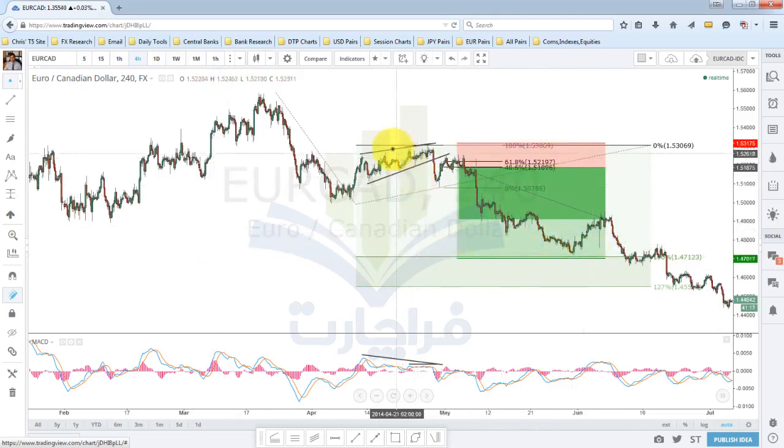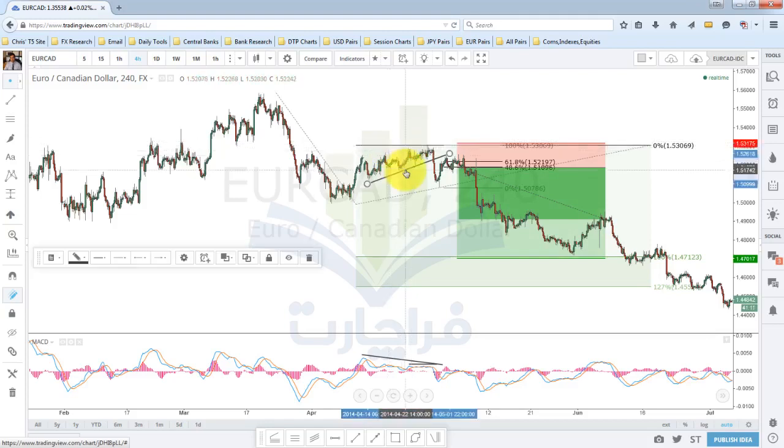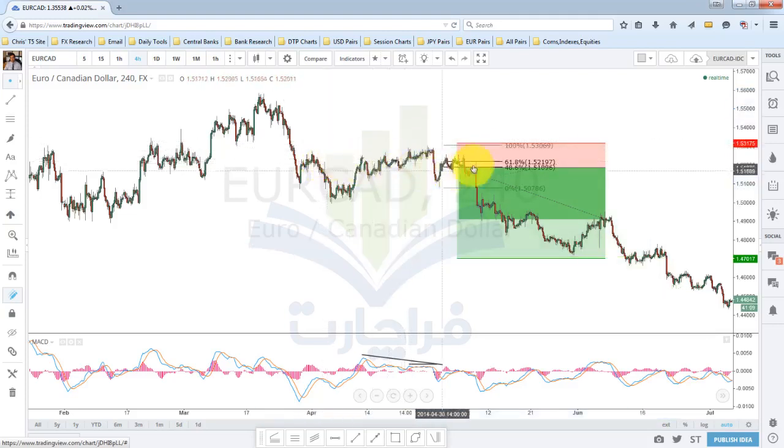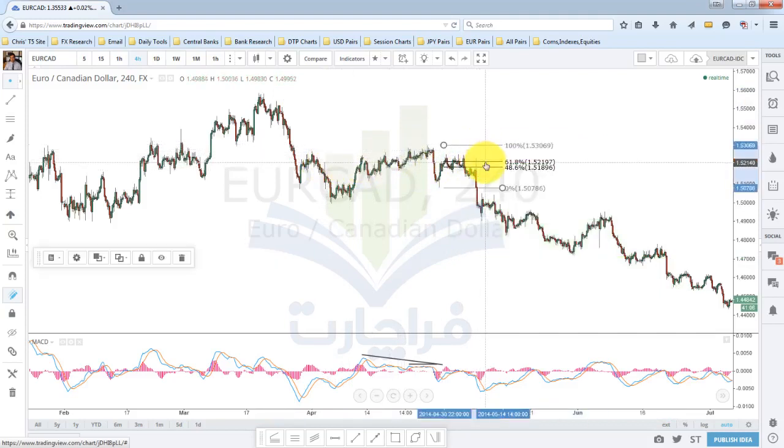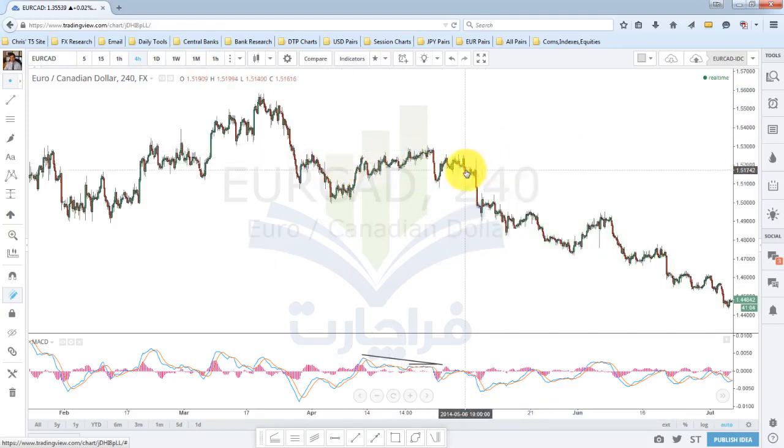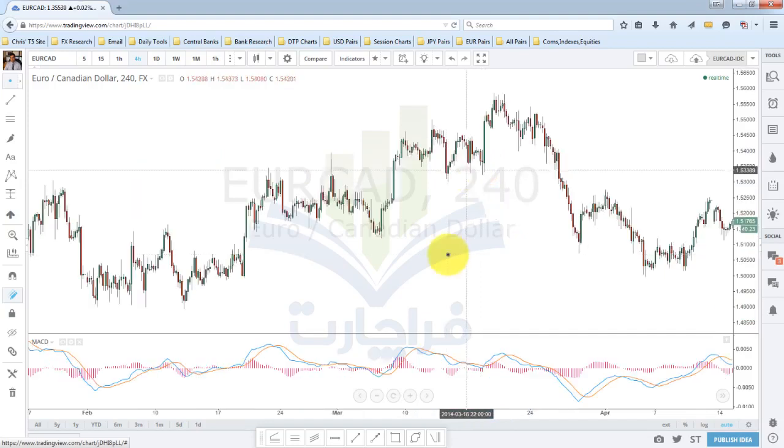Okay, but equal legs target. And we showed that a lot with these patterns earlier. That's the reason that we target these equal legs levels, because it is such a common target for these patterns. Okay, for our ABCs, for our doubles, for our triples.